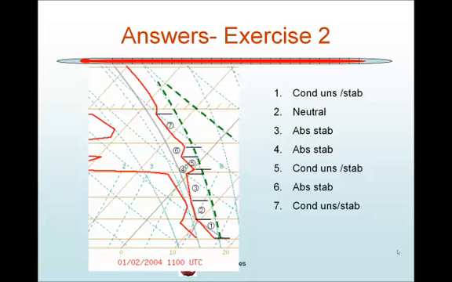3 is absolutely stable, and 4 is an inversion, so that's definitely absolutely stable. 5 is conditionally unstable, so it's unstable for saturated motion. 6 is absolutely stable. Again, the temperature's not quite increasing with height, so it's not an inversion per se. And 7 is conditionally unstable or stable. Will this trace convect? Well, it doesn't look like it will really, not on the basis of surface-based parcels of air. There's too much convective inhibition for this environment.